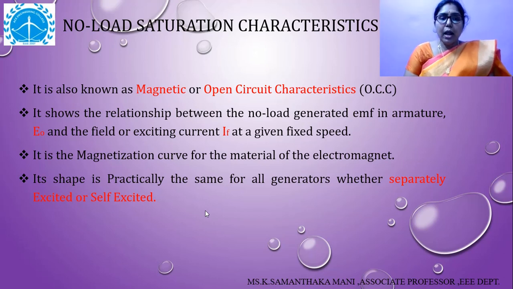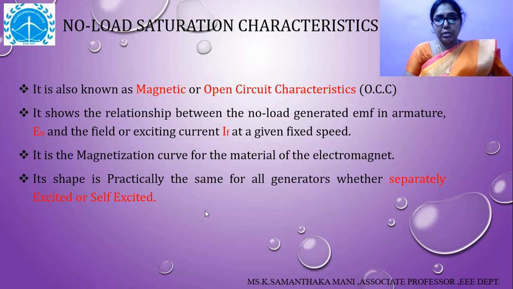It is also called the magnetization curve. It depends upon the material of the electromagnet. So its shape is practically the same for all generators, whether separately excited or self-excited. And we know that under self-excited, we again have different types of generators, like shunt generator, series generator, and compound generator.